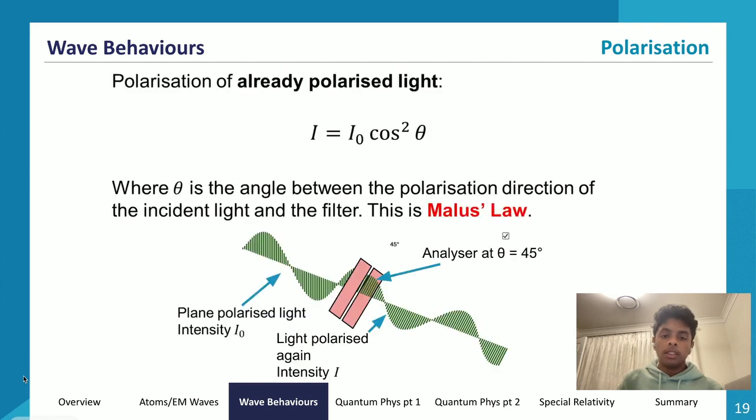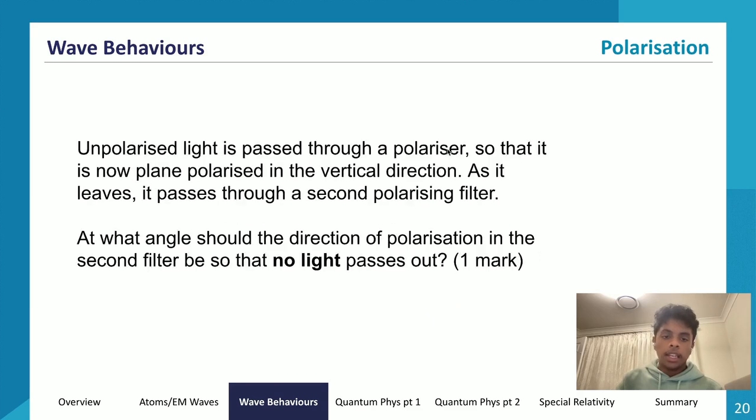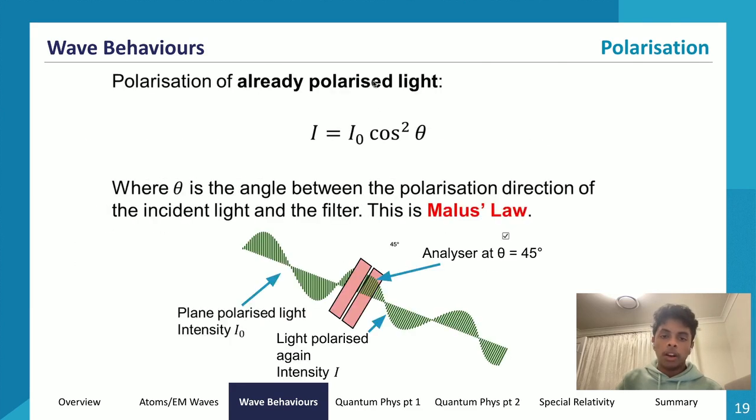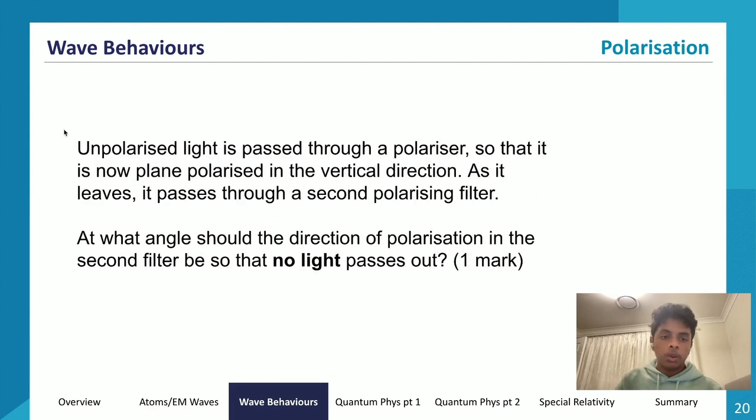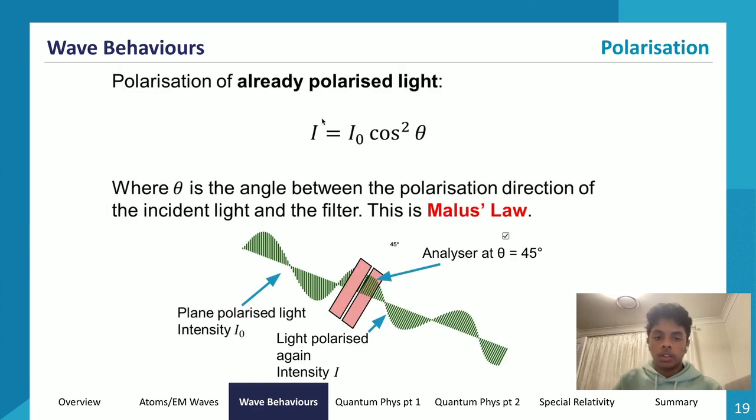So we want the intensity of this light leaving, I, to be 0. It doesn't give us I naught, but we don't care about I naught. We know it's polarization of already polarized light, because we have plane polarized light and we let it pass through a second polarizing filter. So now plane polarized light is being polarized again, and we want the second polarized light to be 0. So we let I is equal to 0, and then we solve this equation to find the angle theta at which I is equal to 0. So let's do that now.